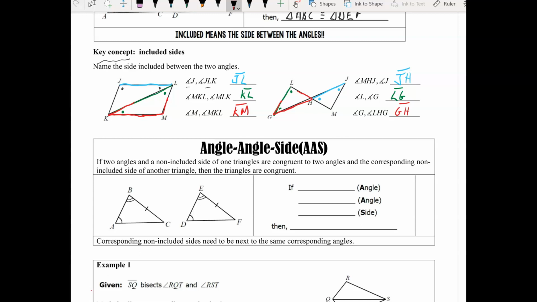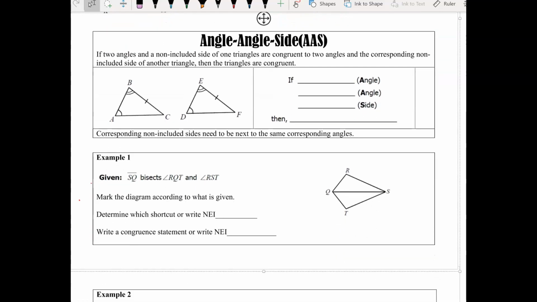Okay, so let's look at our next, not our last one, because there's going to be one more, but we're going to look at our next shortcut now. This is the one with two angles and the non-included side. So it has to be the corresponding non-included side, and I'll tell you what I mean by that in a minute. So let's look at what we have here.